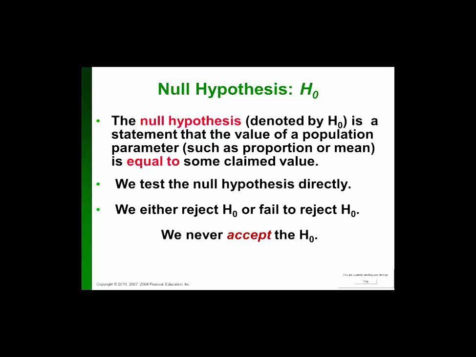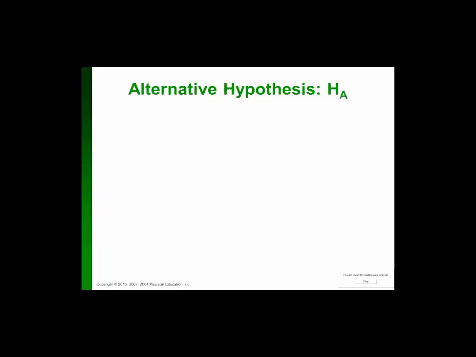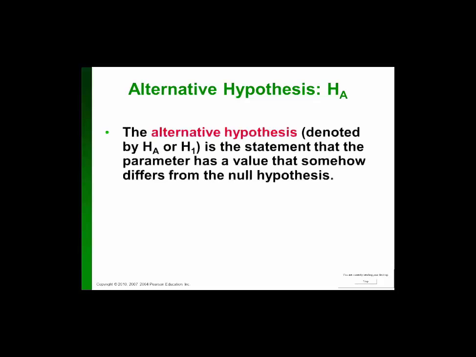The alternative hypothesis: there are two primary notations used for it. Unfortunately, throughout this slideshow, I sometimes used H sub A, for alternative, but sometimes I used H sub 1. Either one of those is the alternative hypothesis.